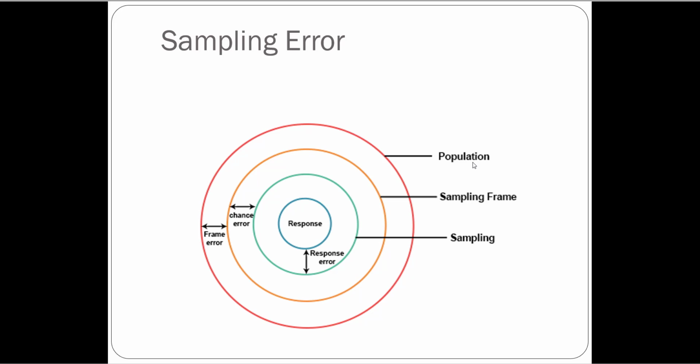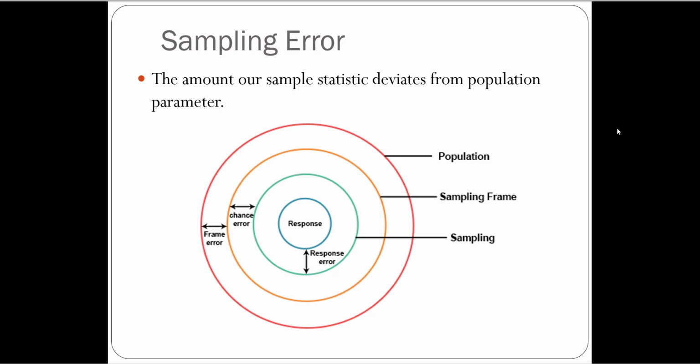Say we're doing some sort of phone-based survey. Well, people without a phone aren't going to be able to participate, and that's going to bias our sample in the same way that people who are at work or not at home at the time we call are not going to be able to answer. And so that's going to be some kind of response error that is going to increase our sampling error. And so this sampling error is a broad category for the amount our sample statistic is going to differ or deviate from our population parameter.